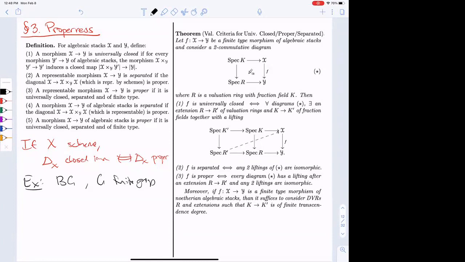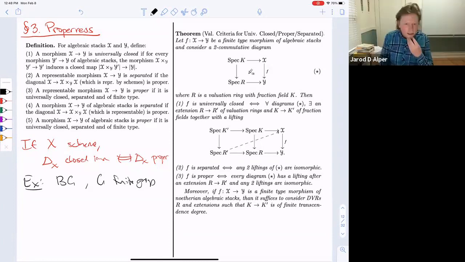I take it the reason 2 and 3 here aren't circular is that in 2, proper is defined with respect to the representation by schemes. Exactly. Yeah. It's a little subtle that you have to bootstrap the definition in the right way.